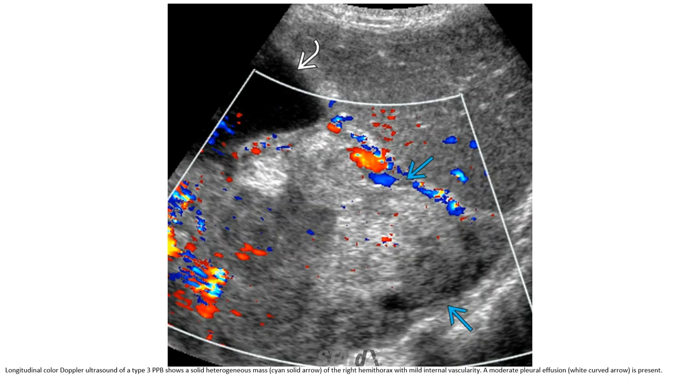This is color Doppler of the same high-grade pleuropulmonary blastoma. So, a solid heterogeneous mass of the right hemithorax with mild internal vascularity, and a moderate pleural effusion is present.